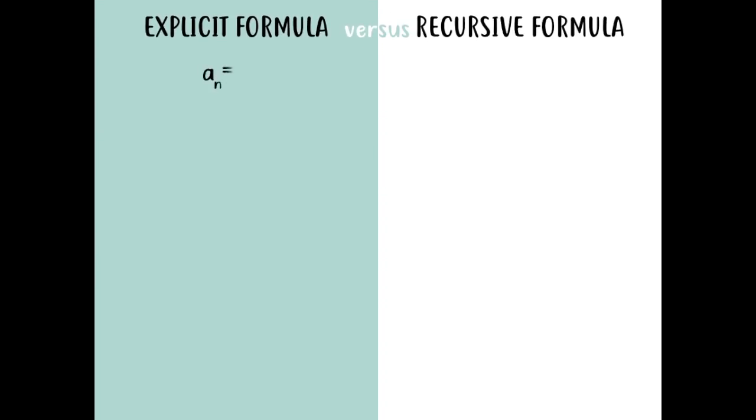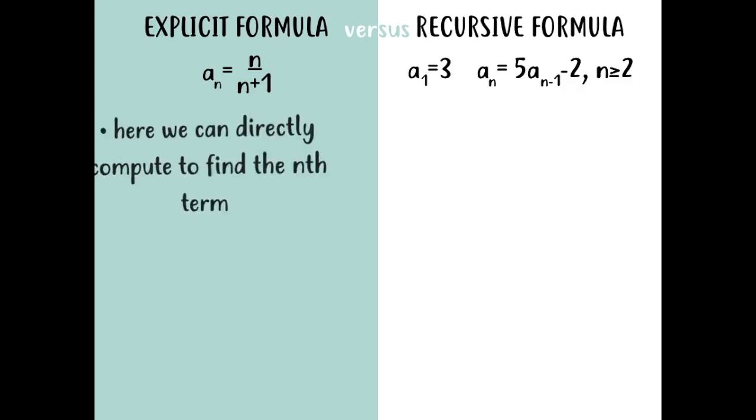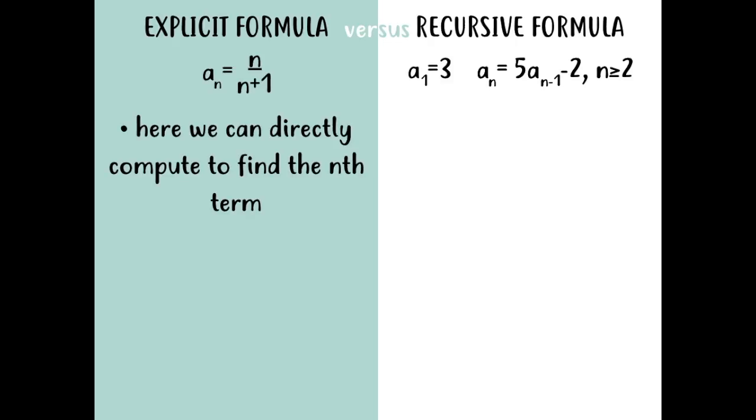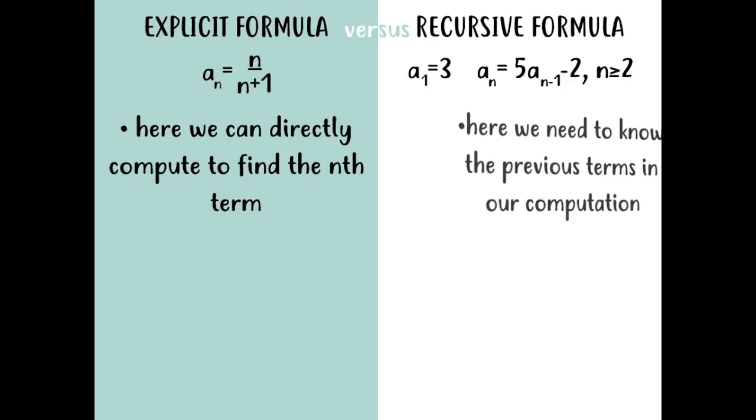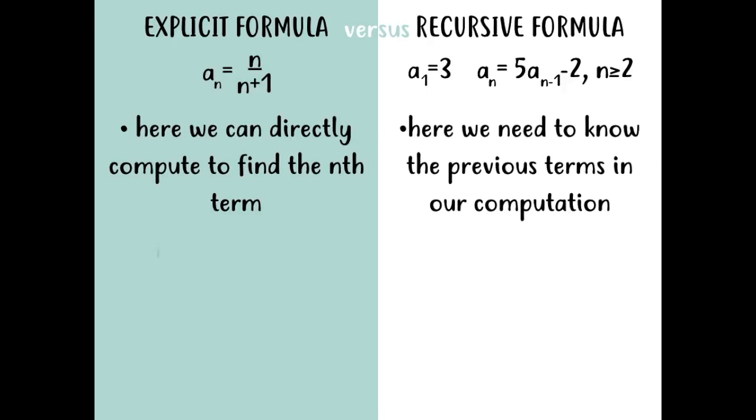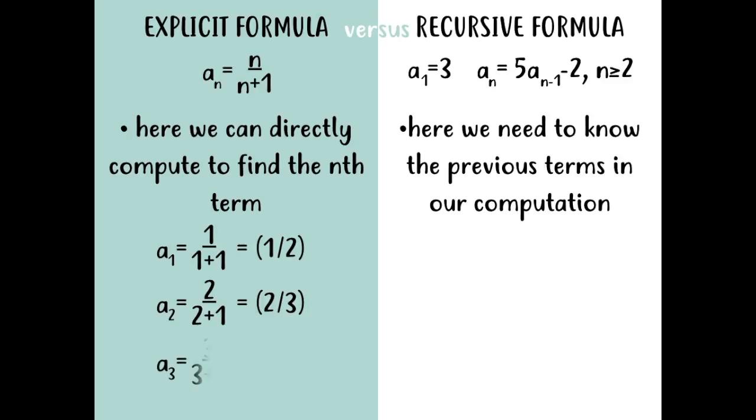So for our explicit formula, let's say we have the nth term being equal to n over n plus 1, while for our recursive formula, we have our first term being equal to 3 and then our nth term being equal to 5a sub n minus 1 minus 2 when n is greater than or equal to 2. Notice for the explicit formula, we can directly compute to find the nth term. However, for the recursive formula, we need to know previous terms for our computation. For our explicit formula, we could put 1 into our equation and get 1/2 for the first term, 2/3 for the second term, and 3/4 for the third term.